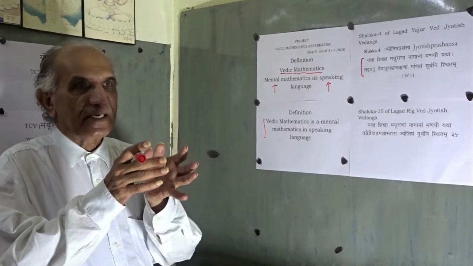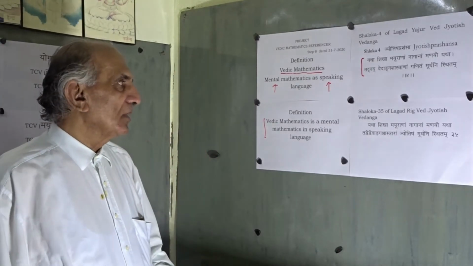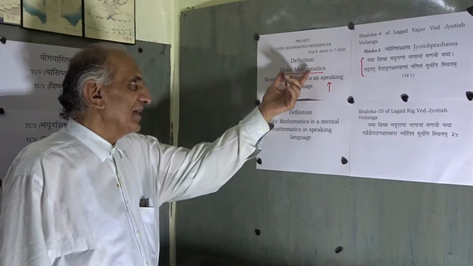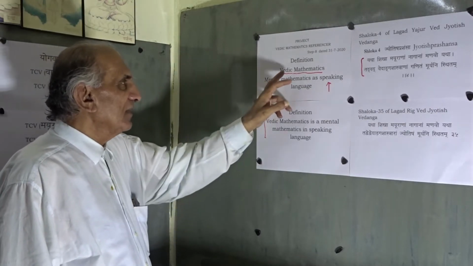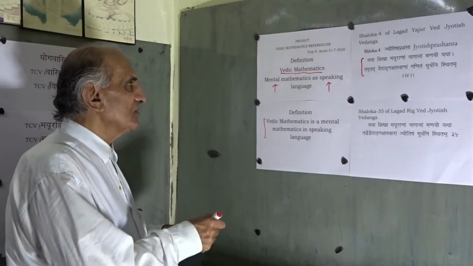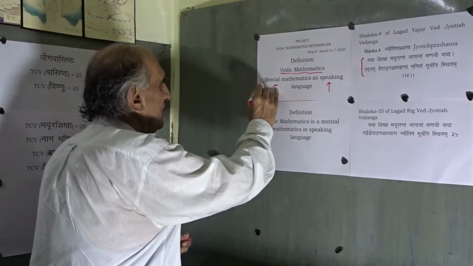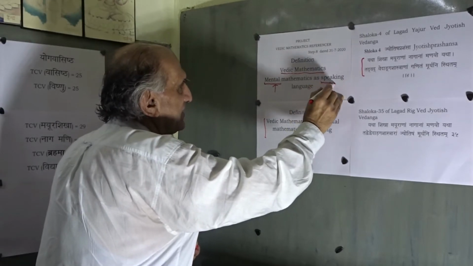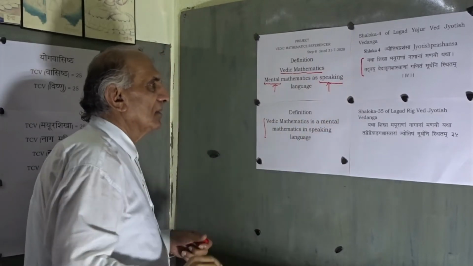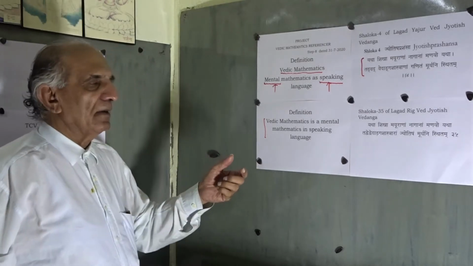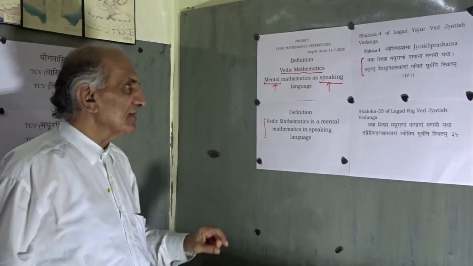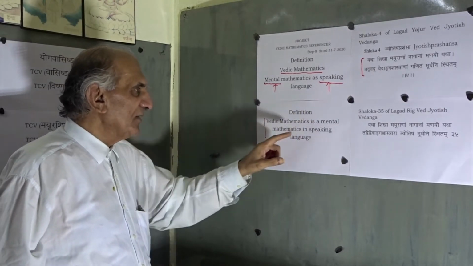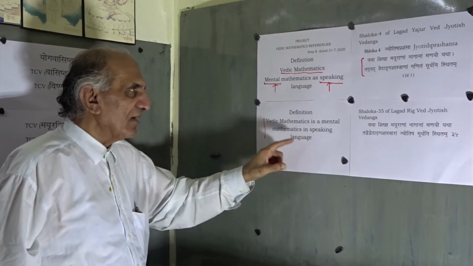As a concrete step, let us give a specific definition of Vedic mathematics. Vedic mathematics has two features. Number one, it is mental, and second, it is in a speaking language. Therefore, a formal definition of Vedic mathematics can be given as: Vedic mathematics is a mental mathematics in speaking language.